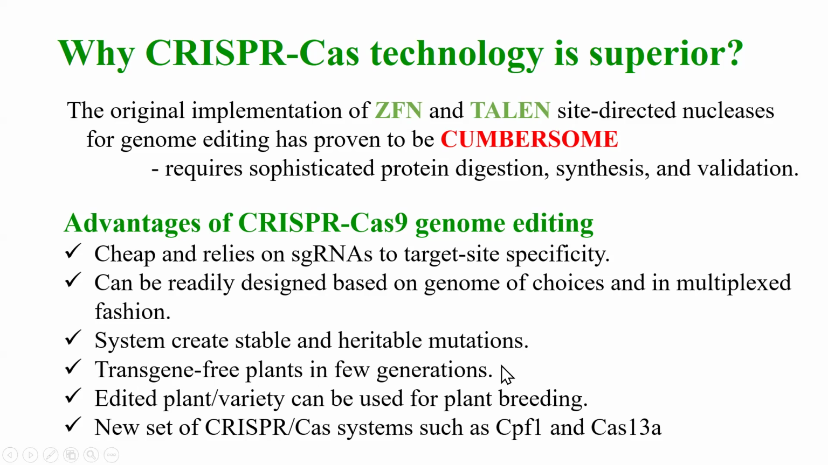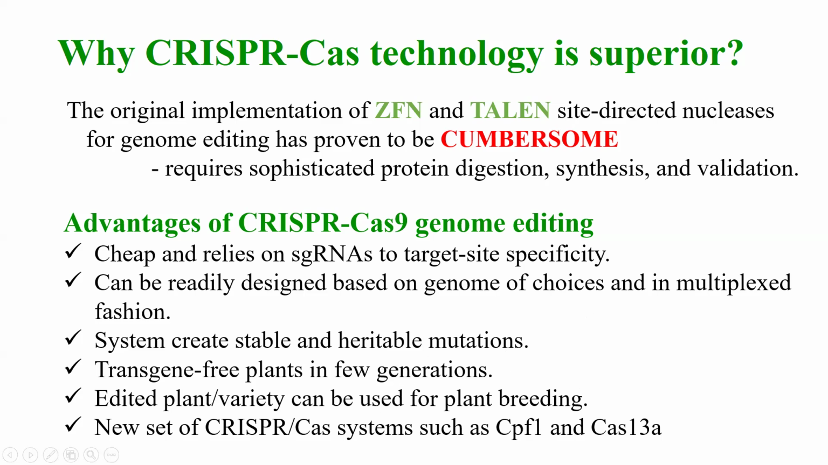Transgene-free plants in a few generations. Within the first few generations, you can have the CRISPR gene and other things, but within a few generations, they become free from the transgene. So only the edit remains. Edited plant varieties can be used for plant breeding. If the edited plant is not directly used in the field due to some performance problem, then you can use it for plant breeding.